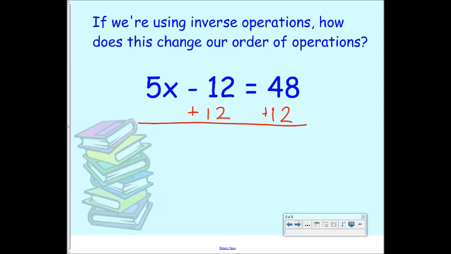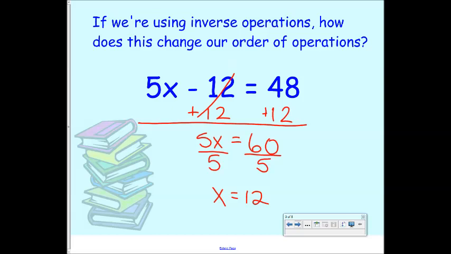What happens to it here? Goes away. What do I have left? 5x equals 60. And then how would I finish? Divide by 5. And I end up with x equals 12. Check my work. What's 5 times 12? 60 minus 12, 48. Again, if you have a calculator, it's really easy to check your work. And you guys can grab a calculator before you go to your boards, okay?